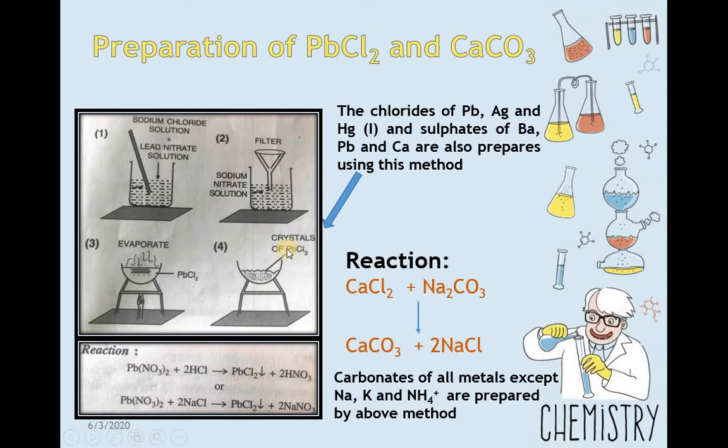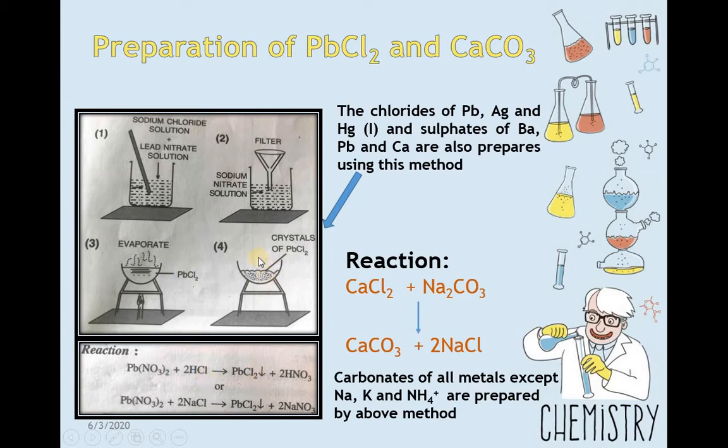Now lead chloride can be prepared by adding either dilute hydrochloric acid or sodium chloride solution to a solution of lead nitrate. So first, you add either sodium chloride solution or dilute hydrochloric acid to lead nitrate, then you filter it, you will get the sodium nitrate solution in the beaker, then take it, evaporate, you will get the lead chloride and then you will get the crystals.